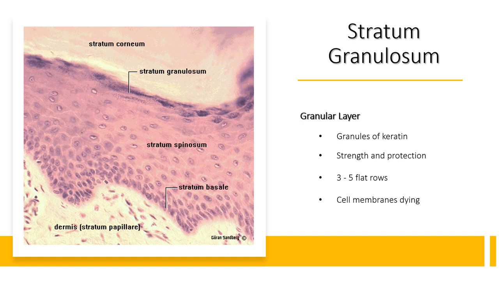The stratum granulosum is a granular layer. This is full of granules of keratin, and keratin is what gives the outside of the skin its strength and protection. There are 3 to 5 flat rows of stratum granulosum, and these cell membranes are starting to die.